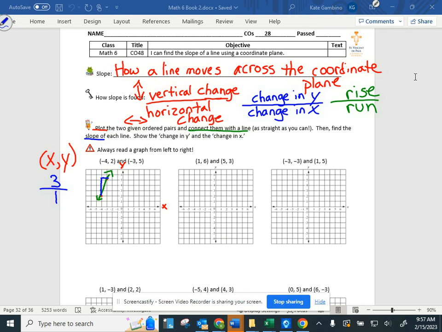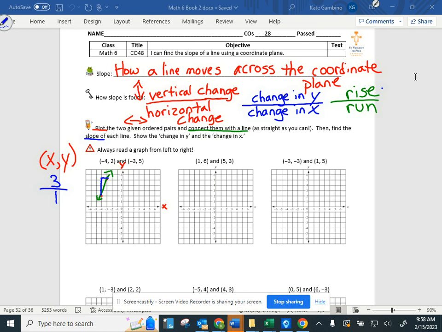The biggest thing that tricks people up is they like to put the X on the top and the Y on the bottom. The rise is your Y. That goes on top. A lot of times people flip it. So be careful. Make sure you're doing your rise. You go up over your run.